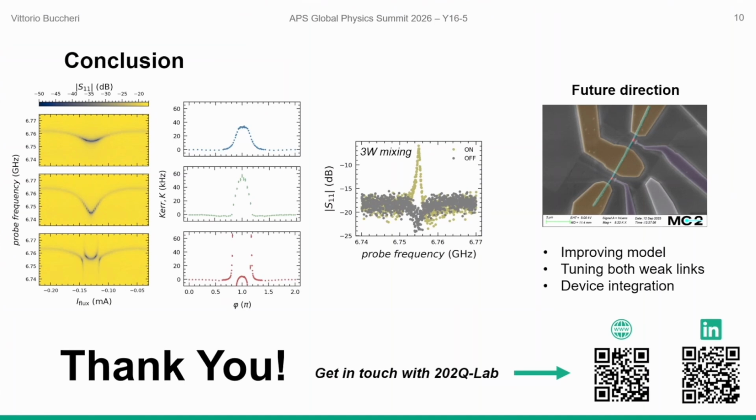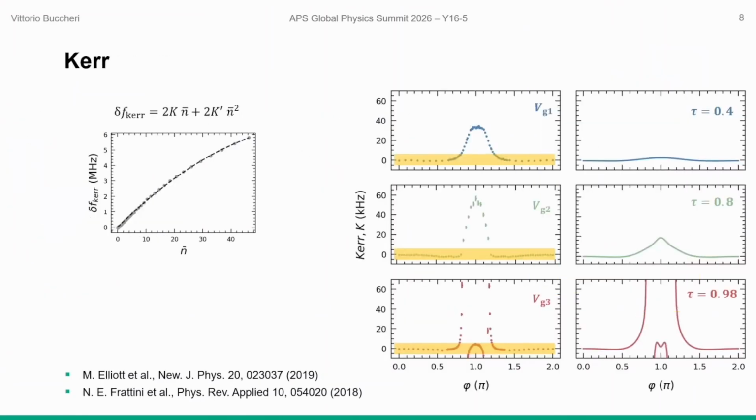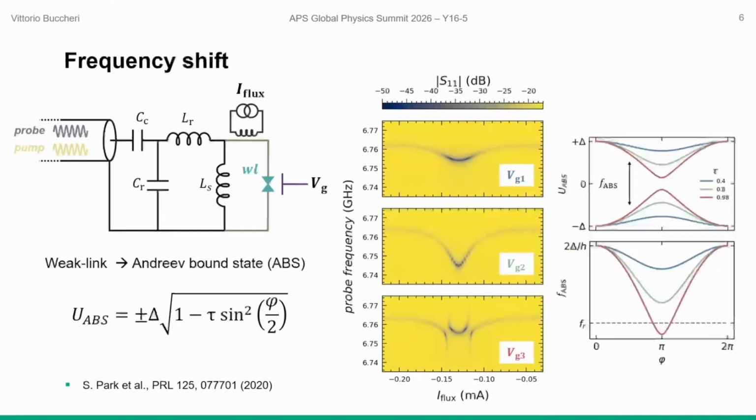Hi, thank you for the talk. When you explain the anti-crossing that you see, do you only use one of the Andreev bound states, or do you have to use both of them to explain it, like the ground and the excited one?